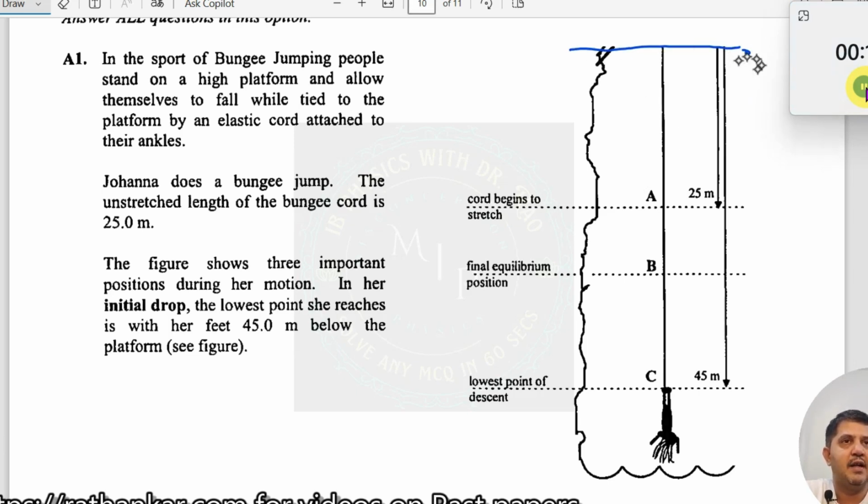Okay, so I hope you have seen the bungee jumping here. Otherwise, I would like to put a video over here. Let us see this. If I get a suitable video, I'll just put it across.